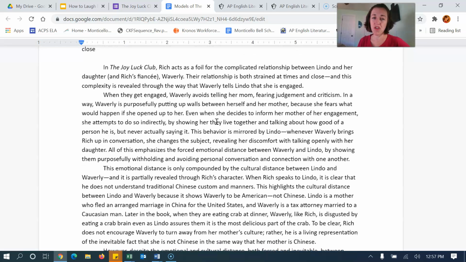In the Joy Luck Club, Rich acts as a foil for the complicated relationship between Lindo and her daughter, Waverly. Their relationship is both strained at times and close, and this complexity is revealed through the way that Waverly tells Lindo that she is engaged.